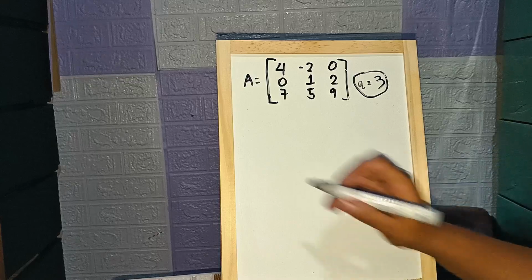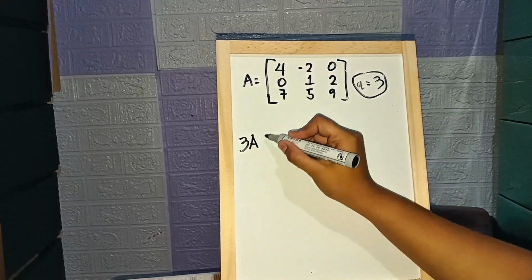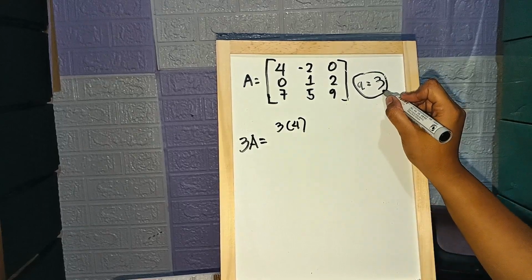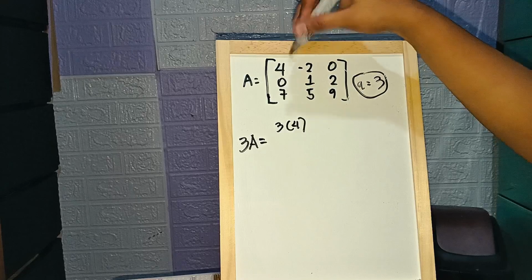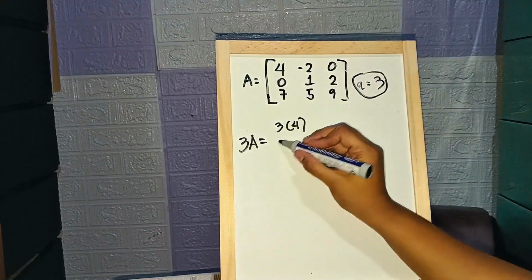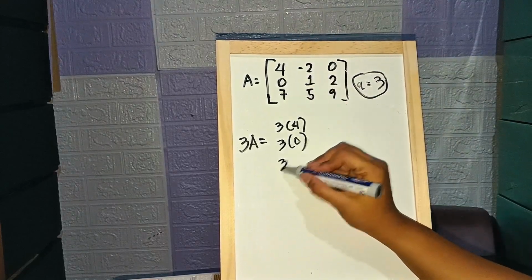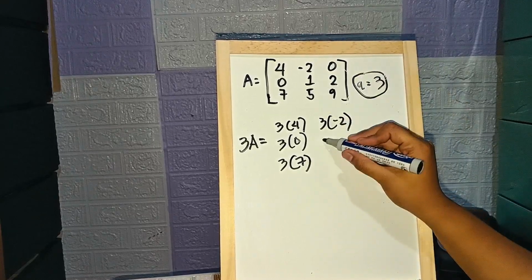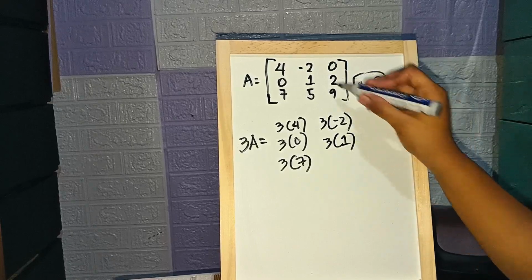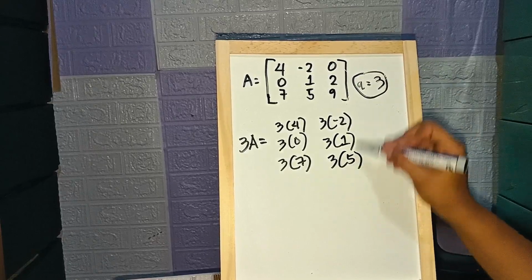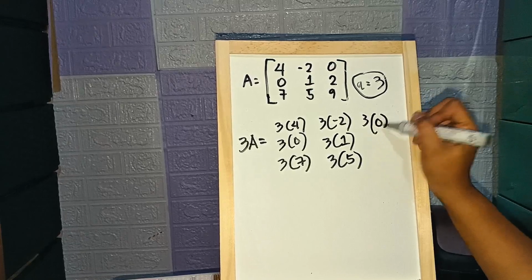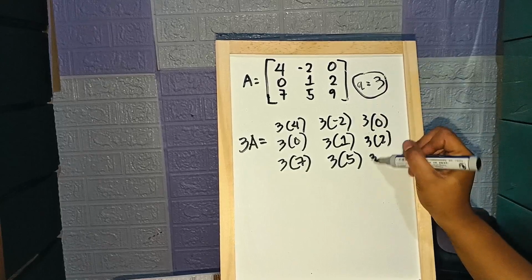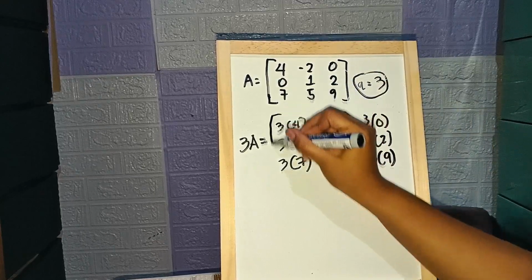So now let's calculate 3A. 3A is equal to 3 times A. We're going to distribute this scalar 3 into these elements of matrix A. So that's 3 times 4, 3 times 0, 3 times 7, 3 times negative 2, 3 times 1, 3 times 5, 3 times 0, 3 times 2, and lastly that's 3 times 9.